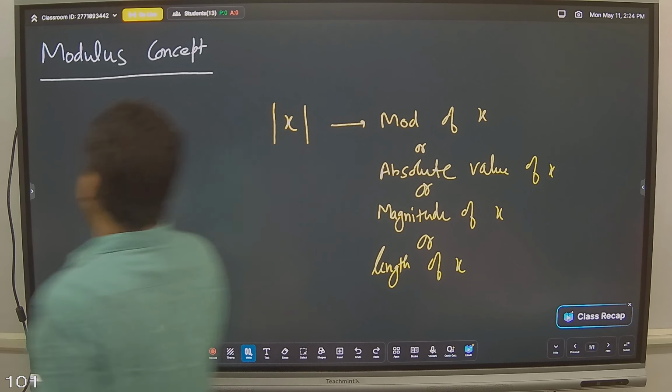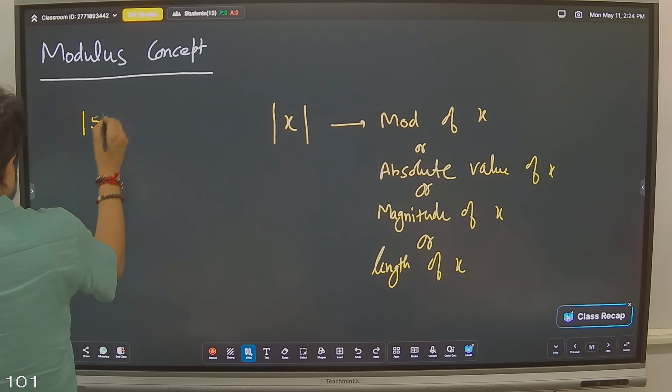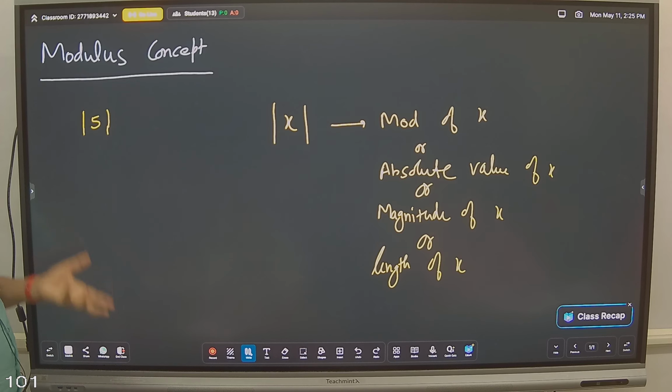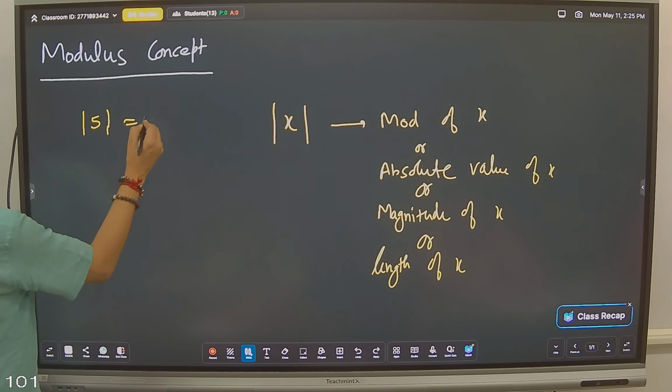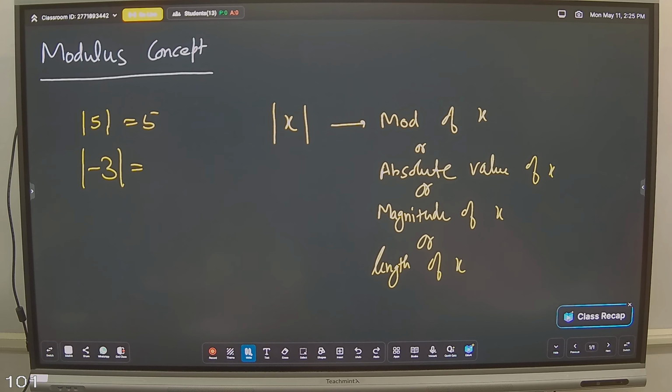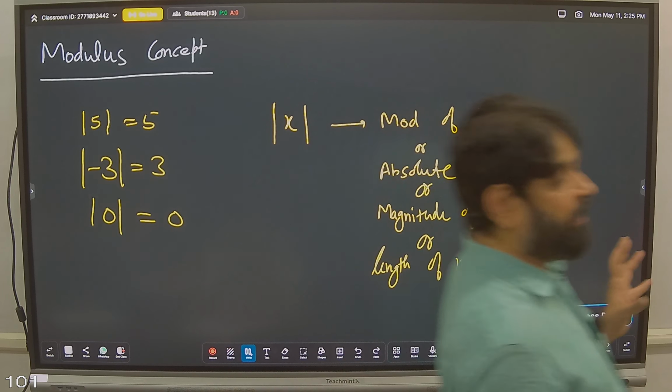For example, if I say what is the mod of 5? This mod will think you are asking the length of 5. The length of 5 will be 5 itself, so it will give you 5. If I say mod of -3, what is the length of -3? 3. Why? Because minus represents only sign. Understood? So it will give you directly 3. If I say what is the mod of 0, it will say no length, 0. Do you understand my point? So whenever you have to get the magnitude of any number, you have to use the concept of the mod.